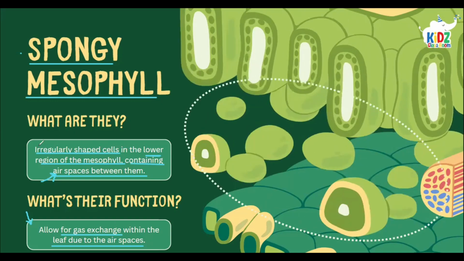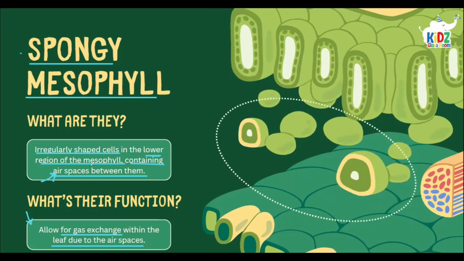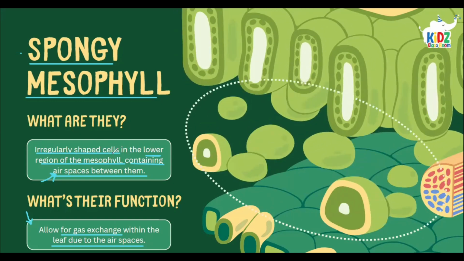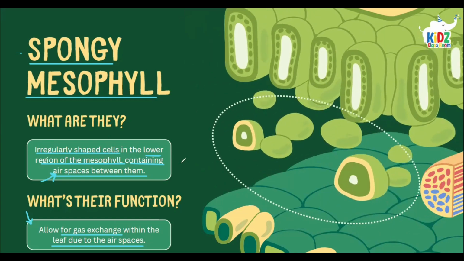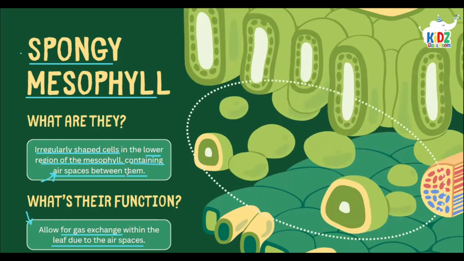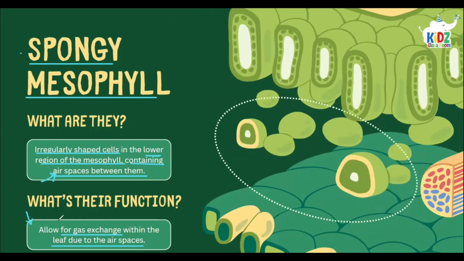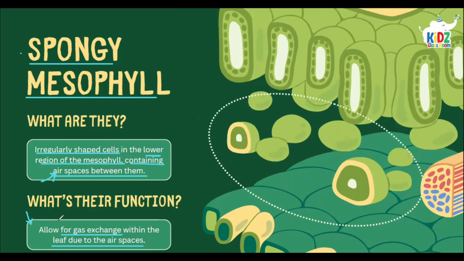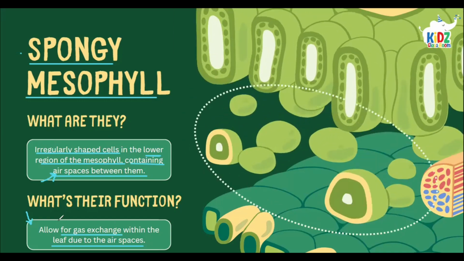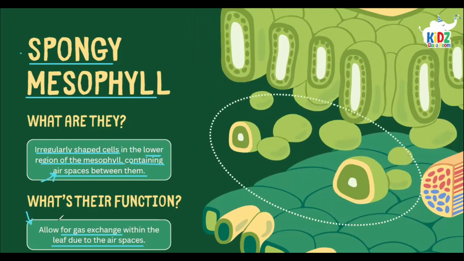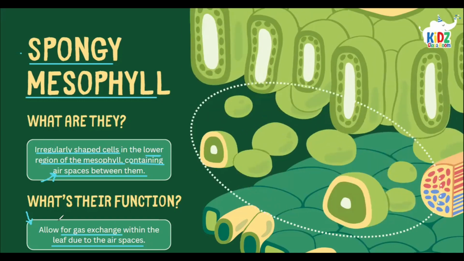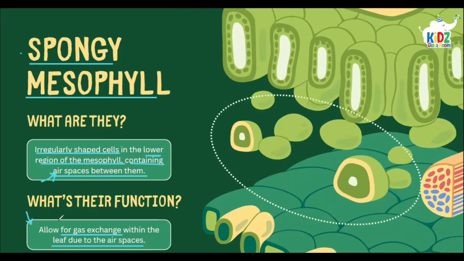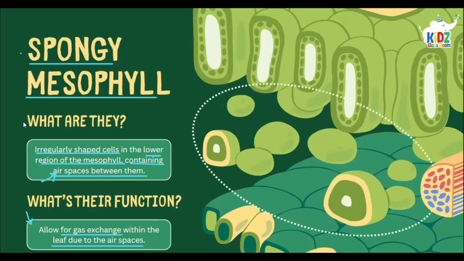So spongy mesophyll cells are irregularly shaped cells. And where are they located? They are located in the lower region of the mesophyll, and they contain air spaces between them. And what's their function? Due to the air spaces between them, they facilitate gas exchange by allowing carbon dioxide, oxygen, and water vapor to circulate freely. So let's discuss another part of the leaf.